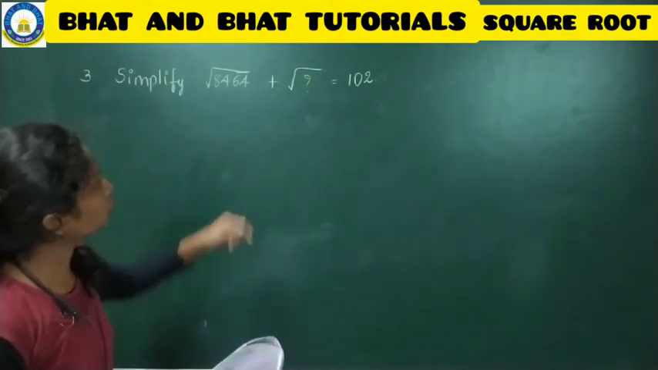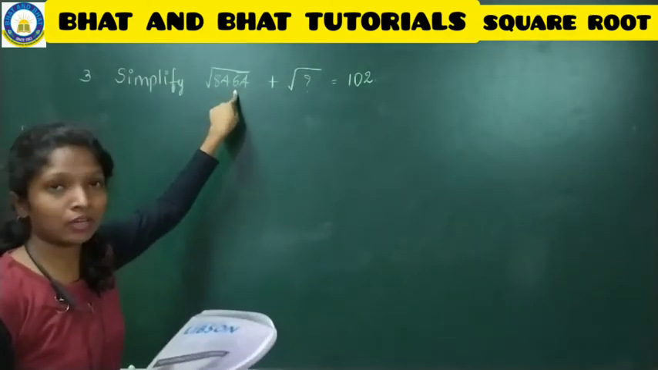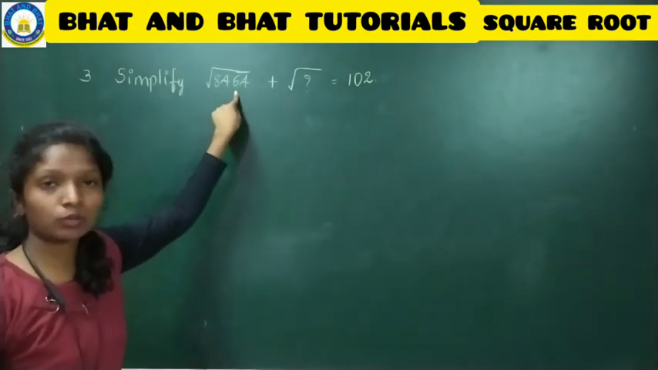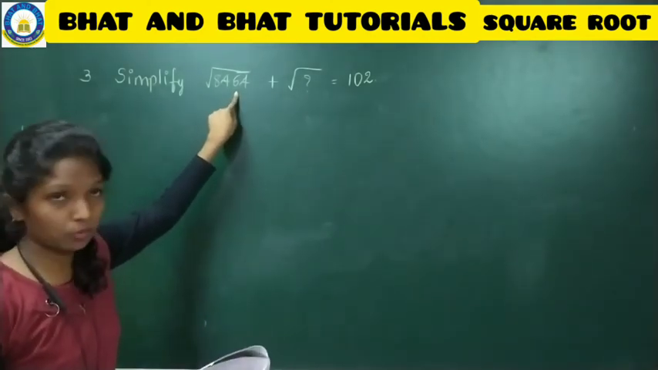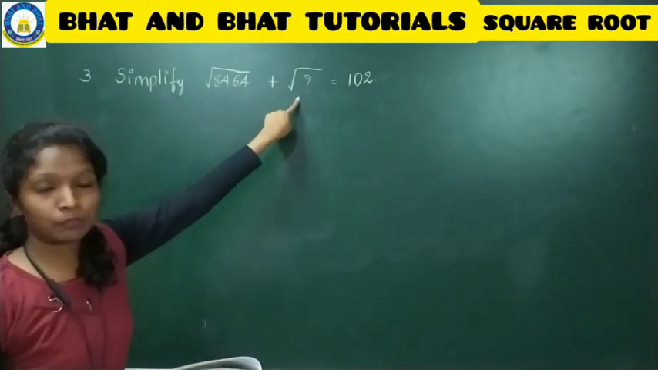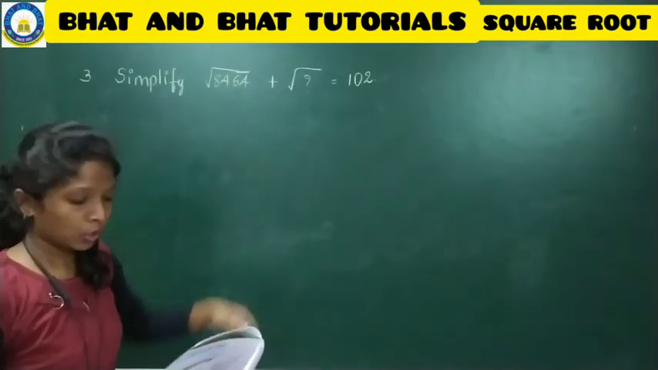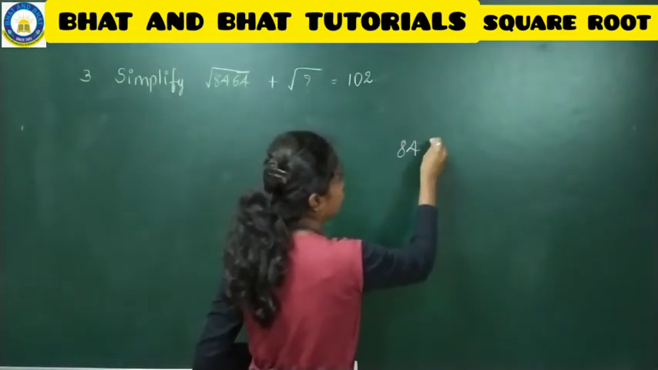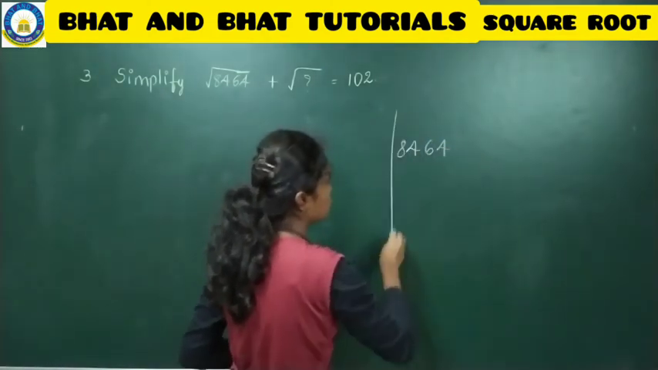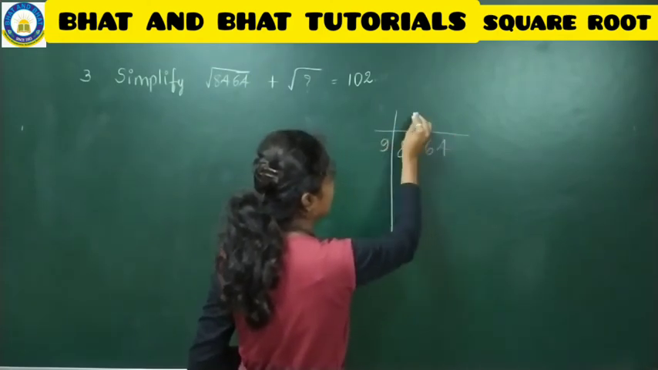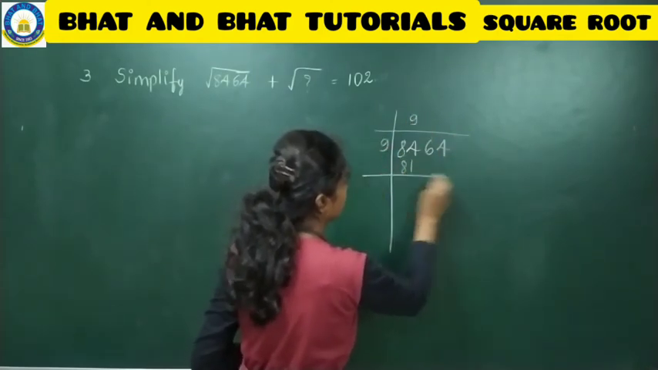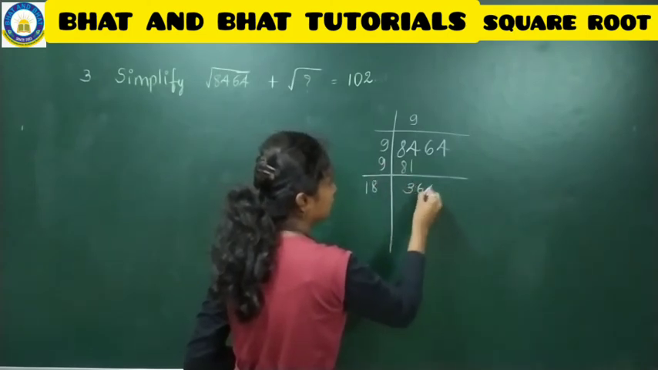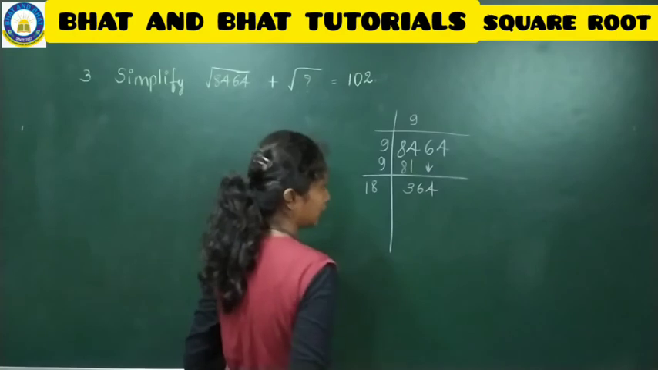But we don't know what the square root of 8464 is. So first we have to find the square root of this, and then with that help we can find the value of the question mark. So let us find the value of 8464 now. We all know 9 9s are 81. Here it will be 18. The remainder will be 3. 64 you are going to take down.